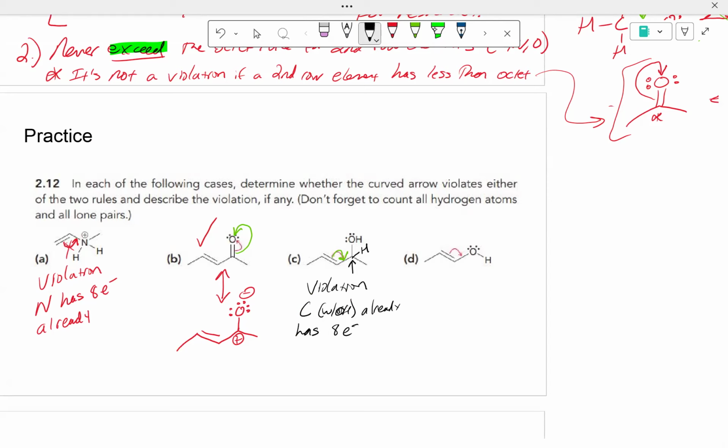Now in this last one, I'm proposing to move the pi electrons towards that oxygen. And for the same reason as A and C, this is a violation. There would be too many electrons around oxygen. It would violate the octet rule.